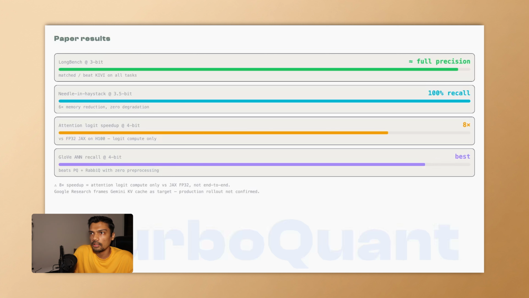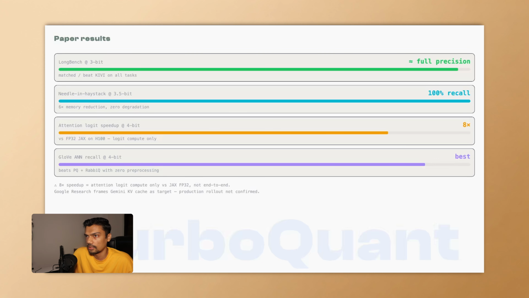The PolarQuant stage 1 on its own also performed nearly lossless on this task, showing that even without the QJL residual correction, the rotation plus Lloyd-Max codebook alone is already very strong. The third point is the speed, that is 8 times on Hopper 100 or H100.